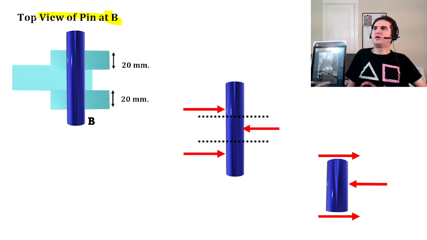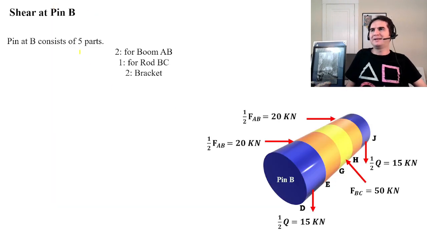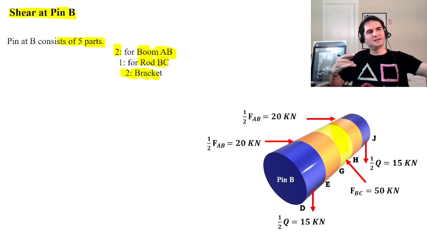That's a top view of pin B at the far end. And let's take a closer look at pin B. You can easily see it consists of 5 parts: 2 parts for boom AB, one for rod BC at the center, and two for brackets, because it's a long pin connecting all the other pieces together.